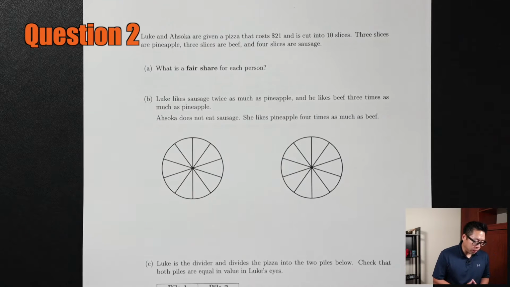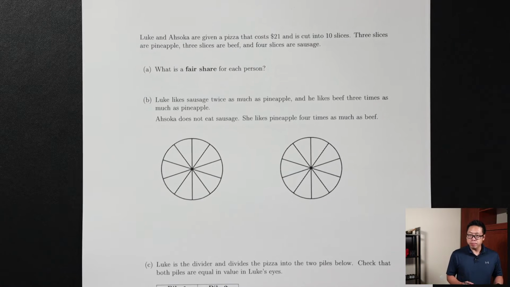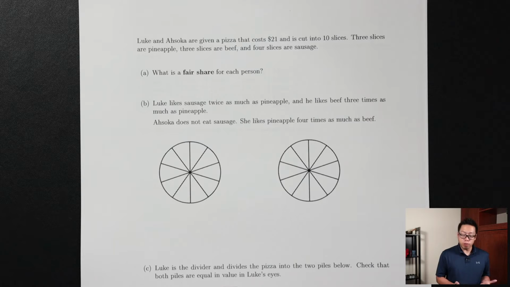Luke and Ahsoka are given a pizza that costs $21 and is cut into 10 slices. 3 slices are pineapple, 3 slices are beef, and 4 slices are sausage. Part A, what's the fair share for each person? In other words, how much pizza does each person deserve?